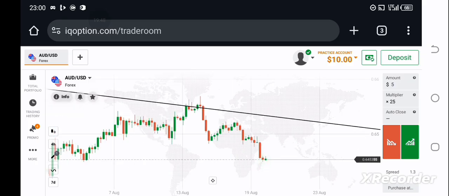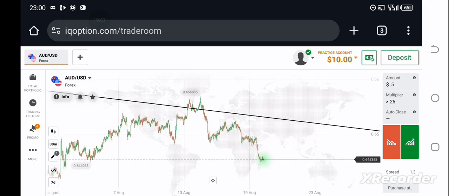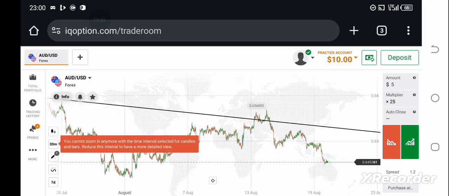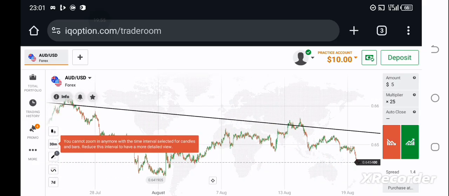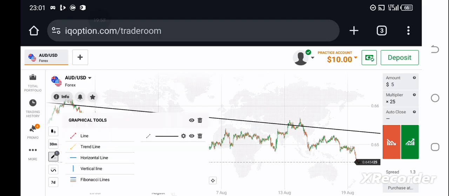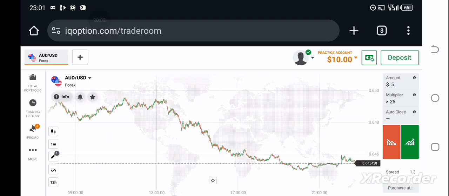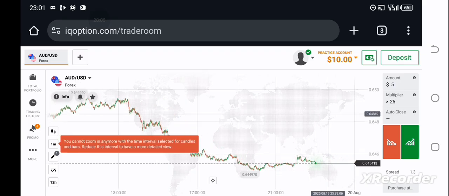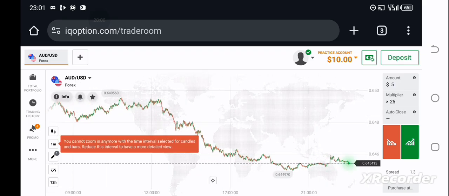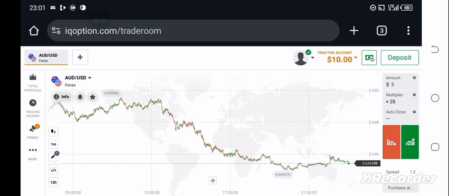So let's see 30 minutes. You can see for 30 minutes it is a clear downtrend. Let me just go for 1 minute directly. You can see the downtrend is very clear. For the last 24 hours the market was going down. This is a 1 minute candle. Each candle here represents 1 minute.